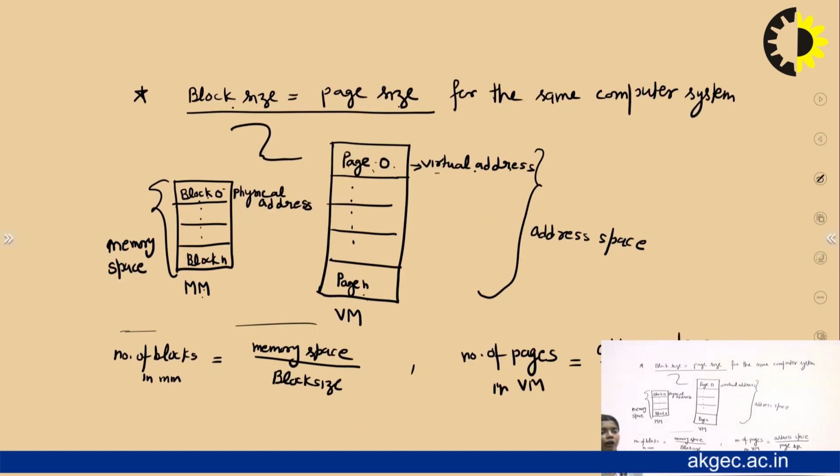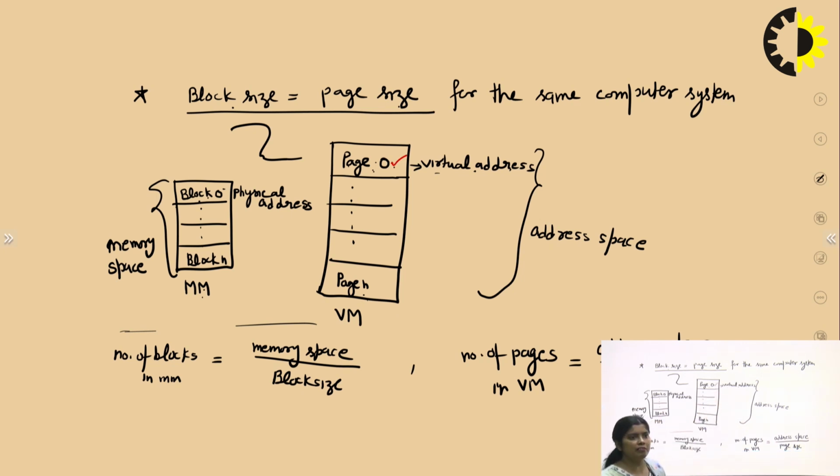It's simple. Now, how are you going to design this main memory? We can see that the main memory has 4 blocks, so block 0, 1, 2, 3, which you can write from top to bottom. This is the memory space, meaning the total number of addresses, and the page or block numbering always begins with 0. So the number of blocks in the main memory is the memory space upon block size, and the number of pages is the address space upon page size. And the block size and page size for the same computer system are the same.